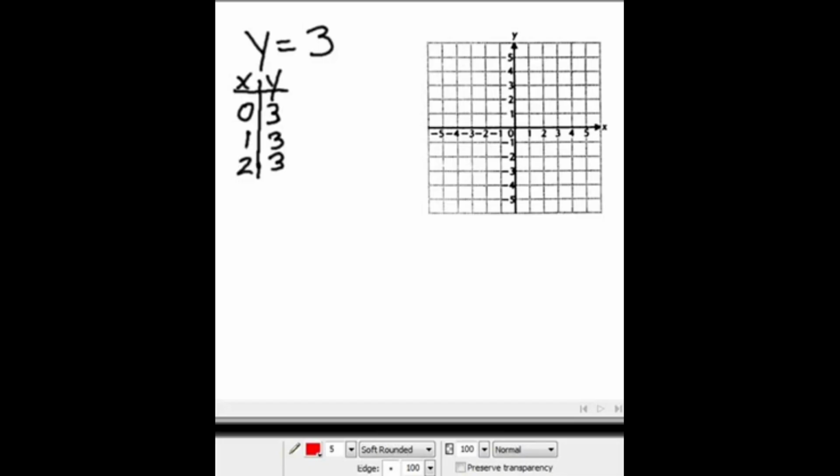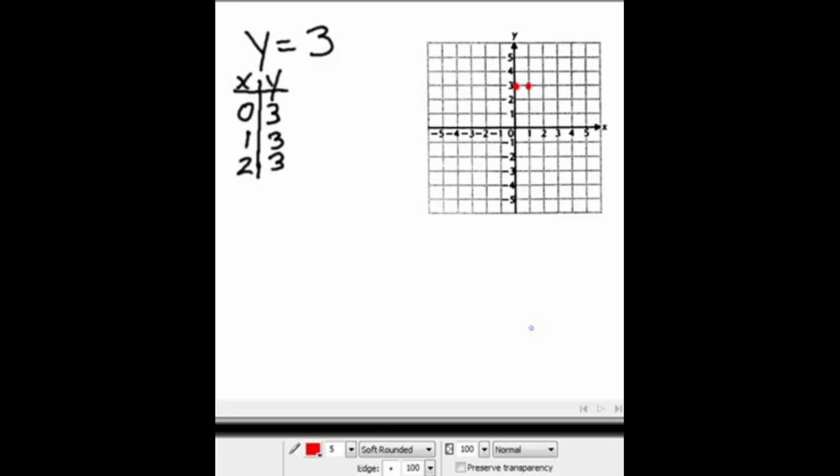So 0, 3. So start at 0, 0. Don't go over, but go up 1, 2, 3. Make a point. Go back to 0, 0. We'll go over 1 and up 3. 1, 2, 3. Make a point. And one more for a checkpoint. 2, 3. Back from 0, 0.